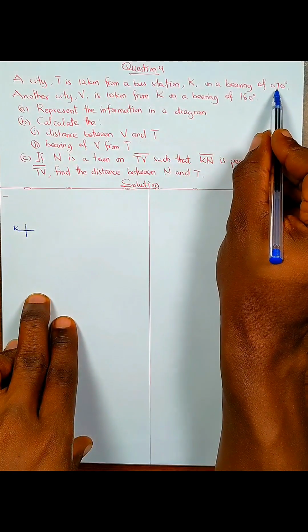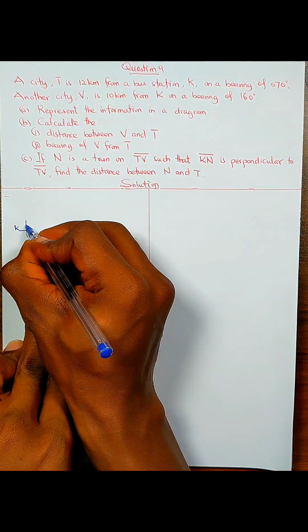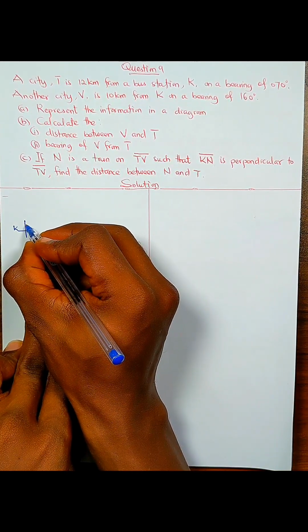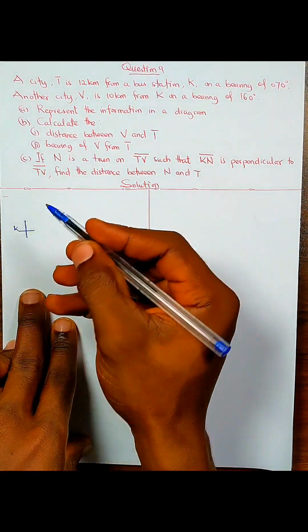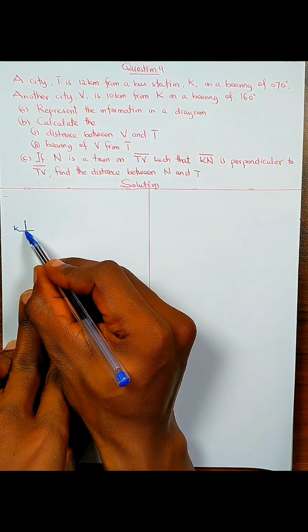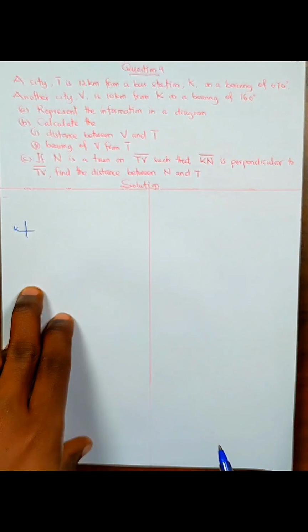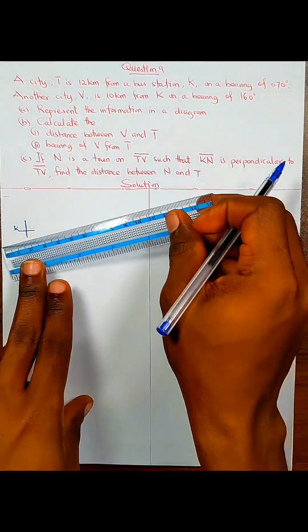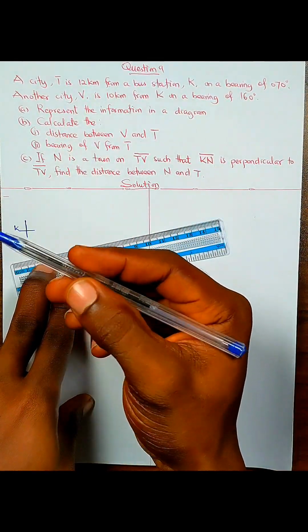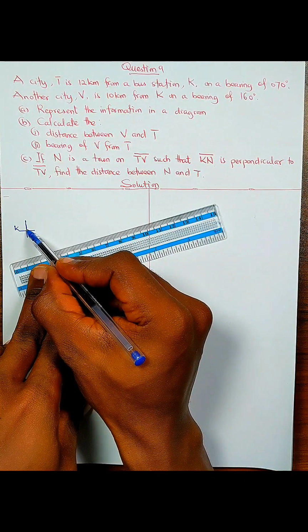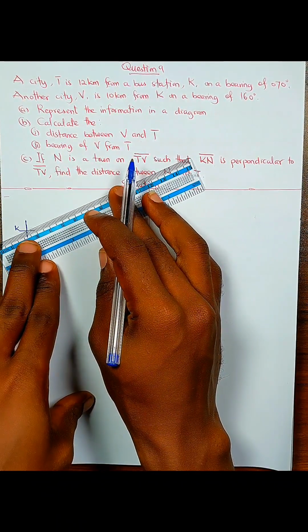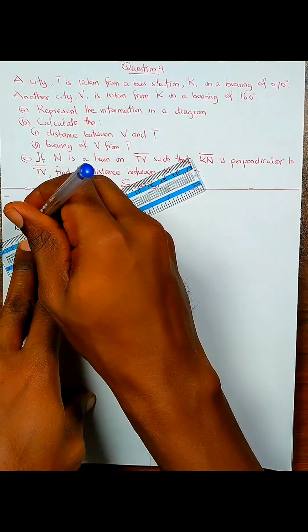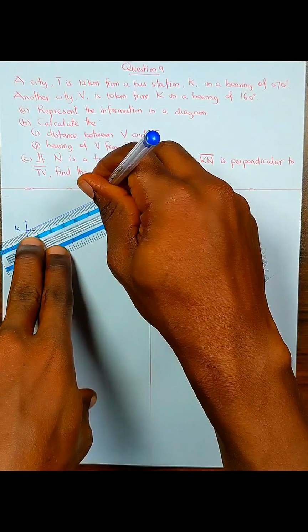It says the bearing is what? 070 degrees. So you're going to measure from the north of K 70 degrees. We know 70 degrees will be in this quadrant. By using my eye, I know 70 should be bigger than the remaining angle. So I will draw a line from the middle to that particular town.